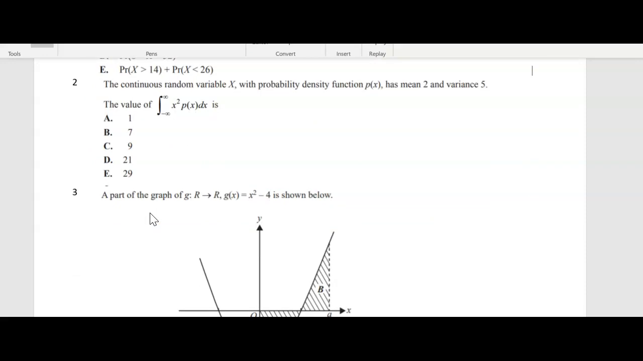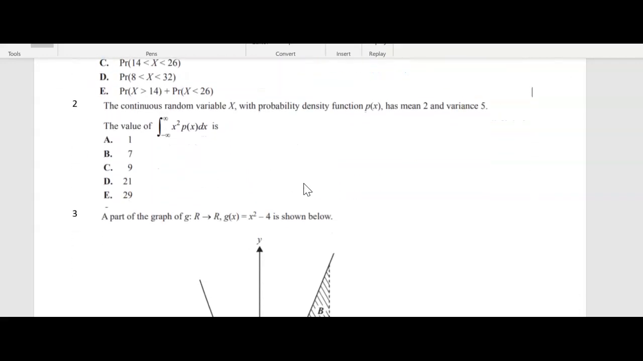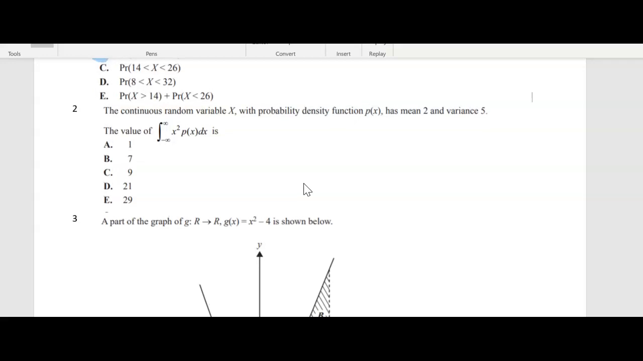All right, moving on to question 2. So pause if you want to have a go at doing it on your own. So the continuous random variable x with probability density function p(x) has mean 2 and variance 5. The value of the definite integral from -infinity to infinity of x squared p(x) dx is equal to. All right, so just so you know, for the previous question, the percentage of students who got it right was 51%. Okay, so it wasn't too bad, but for this question, where is it on my sheet? 46%, so probably not an overly difficult question.